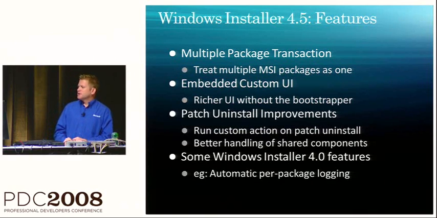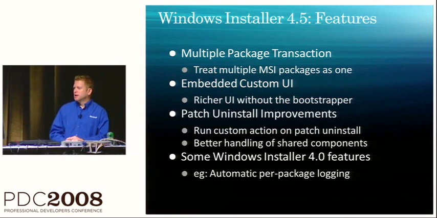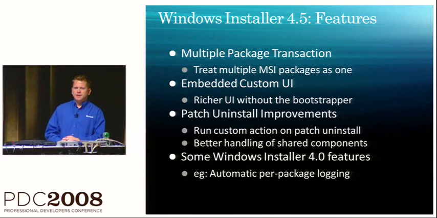And then the next bucket is the patch uninstall improvements. These are really specific to people who are patching fairly complex products and really worry about the ability for people to deploy patches and be able to reliably remove them without messing up anything else on the machine. There were two primary things that we did there.